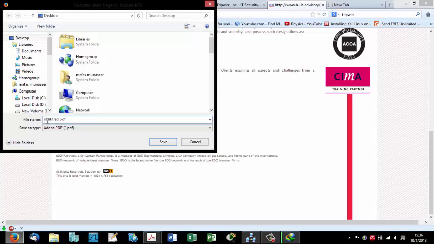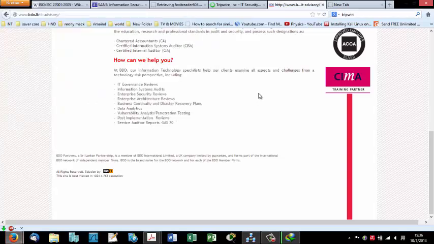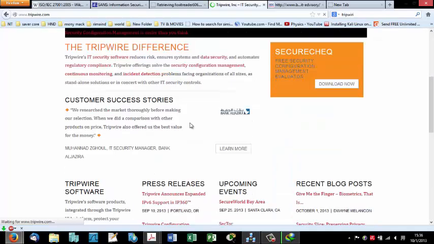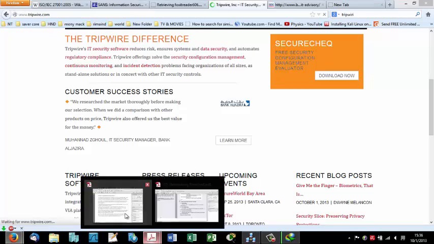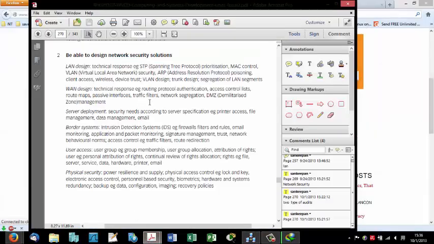We stick with SCM or we stick with Tripwire, okay. Border systems, intrusion detection systems, firewalls, filters and rules. We'll configure a firewall. Okay, for this, we'll configure a firewall with your UTM.